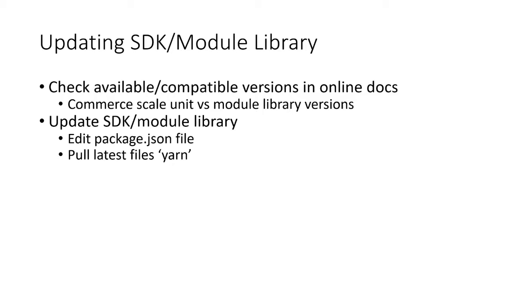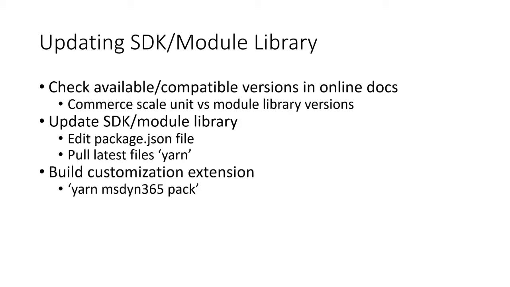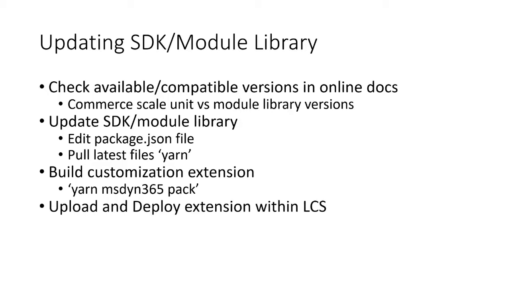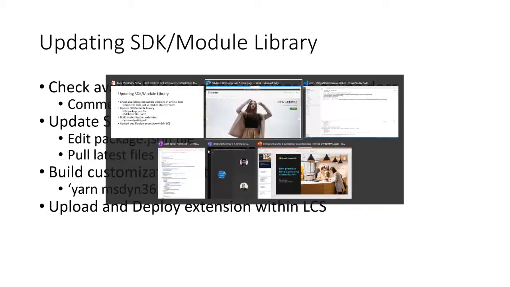To do that, I'll show you in our documentation where to get the version information. And then you would just update the package.json file and run the yarn command, which uses npm to pull down those files. And then finally, when you're done, you could package that up with a command called pack, and I'll show that. And then when you're done with that, you can upload it and deploy it via LCS. All right, so let me show you a little bit of that in action.